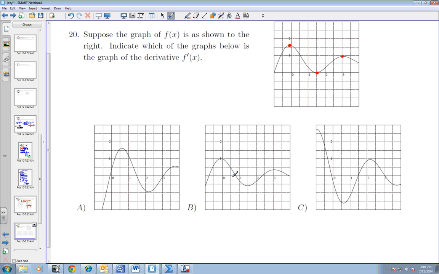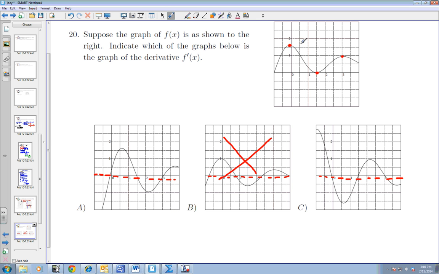Well, this one here, I'm assuming this is my x-axis right here. So here's my x-axis. It's kind of hard to tell. There's my x-axis, there's my x-axis. So I know this one cannot be it because I have a maximum right before I get to 0. So it needs to be crossing the x-axis right before it gets to 0. So this can't be it. These two do cross the x-axis right before I get to 0.